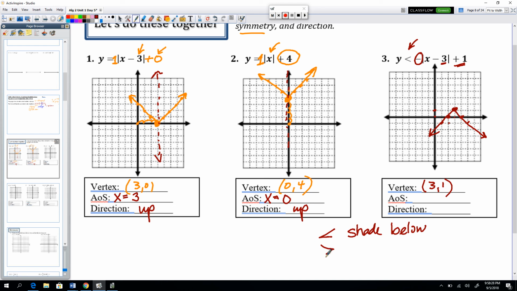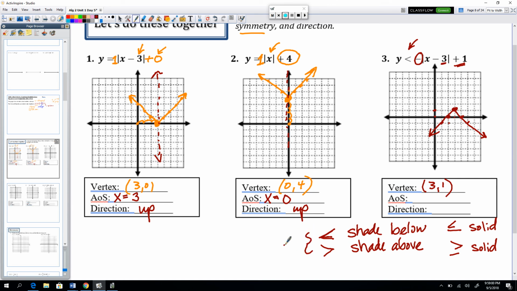If you have a greater than, you shade above the function. If you have a less than or equal to, you shade below and you have a solid line. If you have a greater than or equal to, you shade above with a solid line. Do you remember what you did if you had less than but not equal to? That meant you had dashed lines.